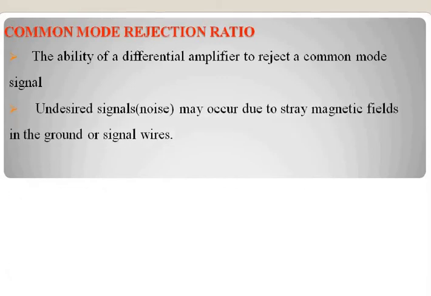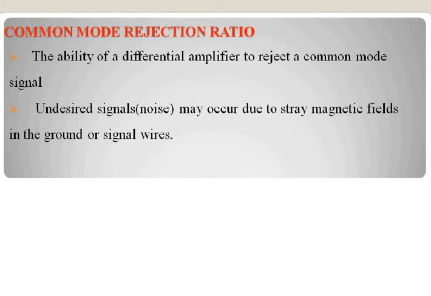That is, we know that every electronic circuit will have some unwanted, undesired signals, that is noise, which occur due to stray magnetic fields in the ground or signal wires. So this unwanted signal does not need to be amplified by the differential amplifier, it has to be eliminated. In this case, the unwanted signal or noise is common to both the inputs.